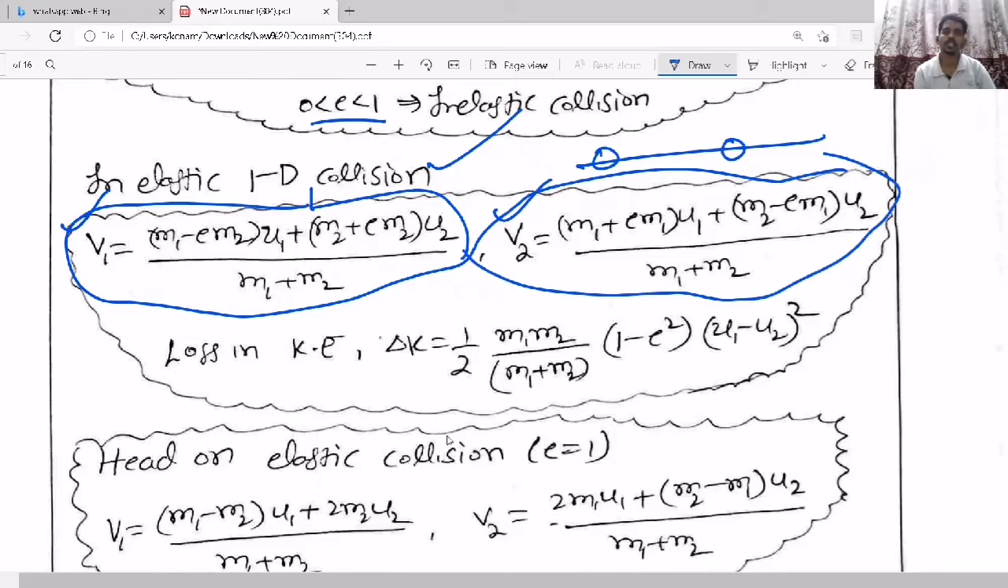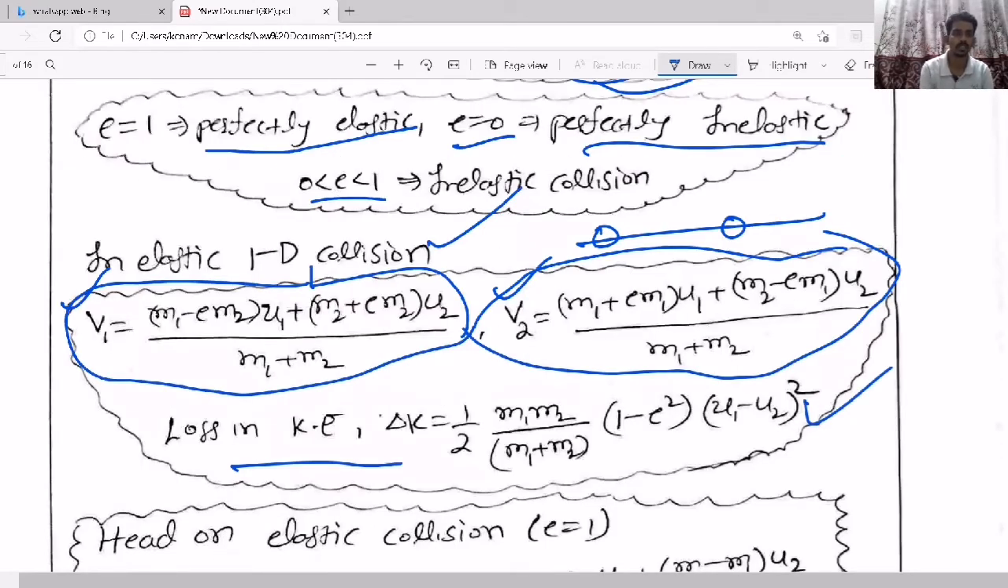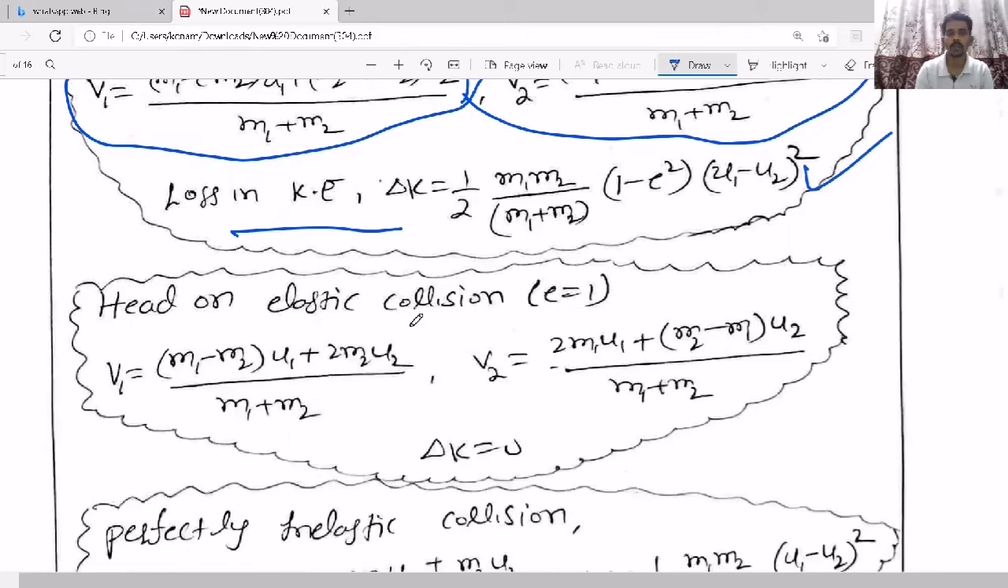Now here, in case of this collision, after collision there is a loss in kinetic energy. That loss in kinetic energy means final kinetic energy minus initial kinetic energy, and that value comes out to be this much. If you consider a head-on elastic collision, see here it is not elastic collision, sorry, here it is inelastic, one-dimensional. If it is elastic, what happens? Then e equal to 1.